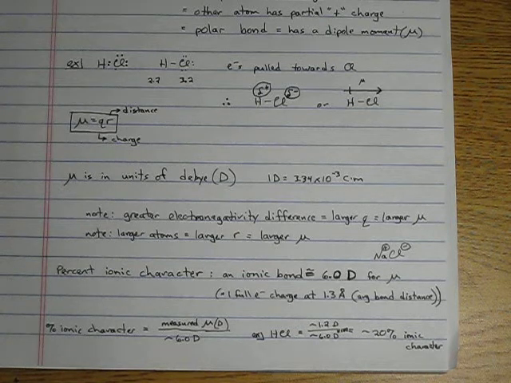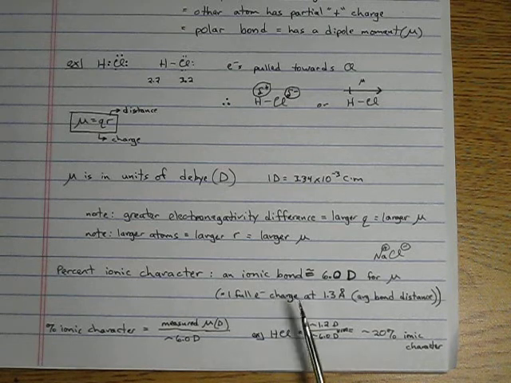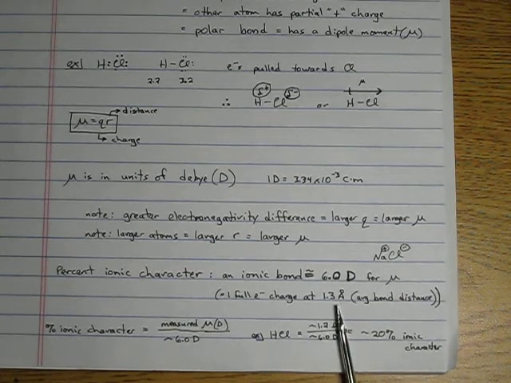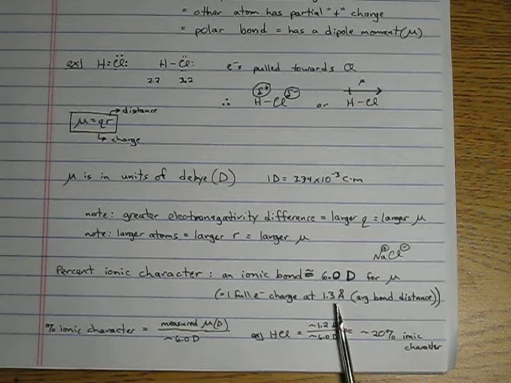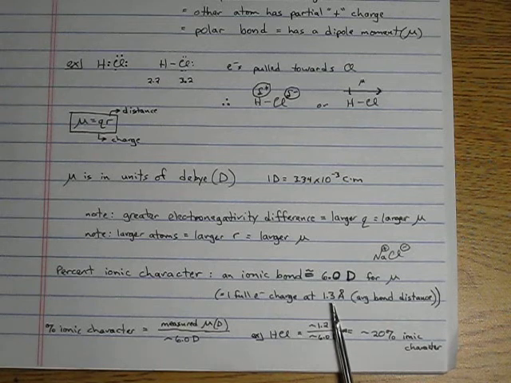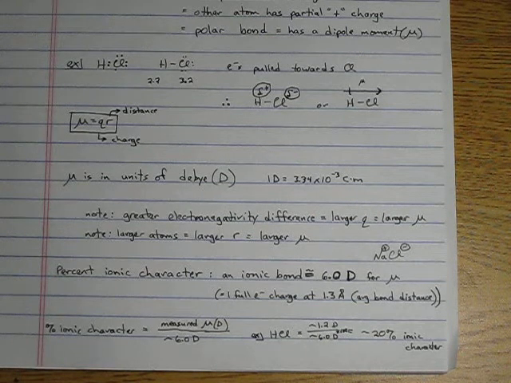And that is for a full electron charge, full plus, full minus, at a distance of about 1.3 angstroms, 130 picometers, 0.13 nanometers. I like angstroms. 1.3 angstroms is the average bond distance, because I like saying 1.3 better than 130 or 0.130.